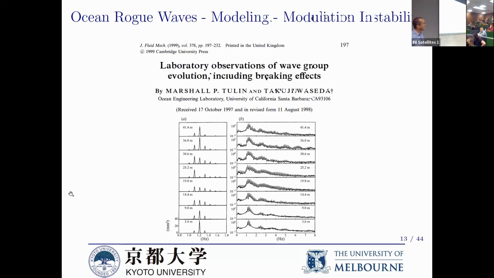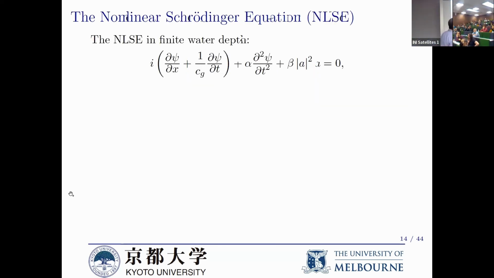And in fact, these are experiments which show that clearly. These experiments by Tulin and Waseda back in '99 start basically from a three-wave system, the main carrier frequency and two sidebands, and then you have a transfer of energy from the main frequency to the sidebands. You have this sideband cascade, but then you return again basically to your three-wave system. This is referred to as the Fermi-Pasta-Ulam recurrence for deep water waves. And again, you reach saturation, which is not described by the linear stability analysis.